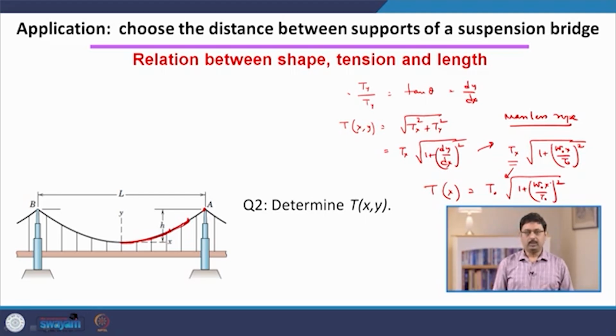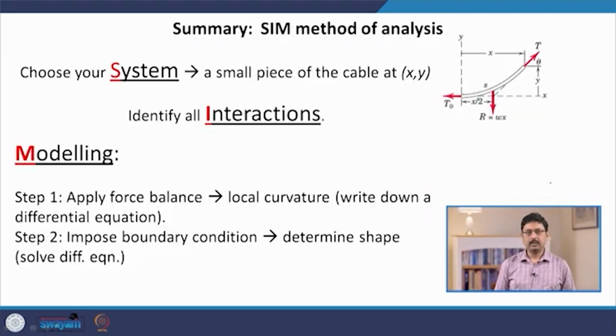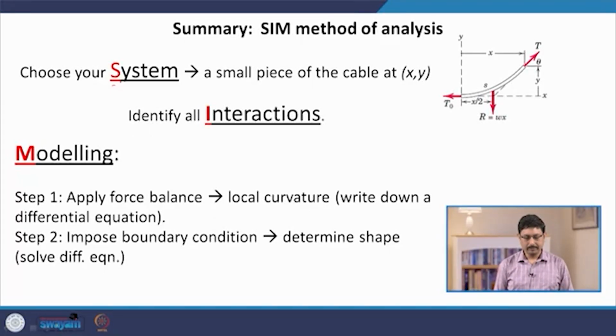Okay. So, thank you, and in the next few lectures we are going to take more interesting examples of the static condition. But before that, let me summarize how we analyzed this problem. We did it in 3 steps. First, you choose the system, which in this example is a small piece of cable at the point x, y. Then you identify all interactions acting on the system. This is where Newton's third law and second law come in handy.